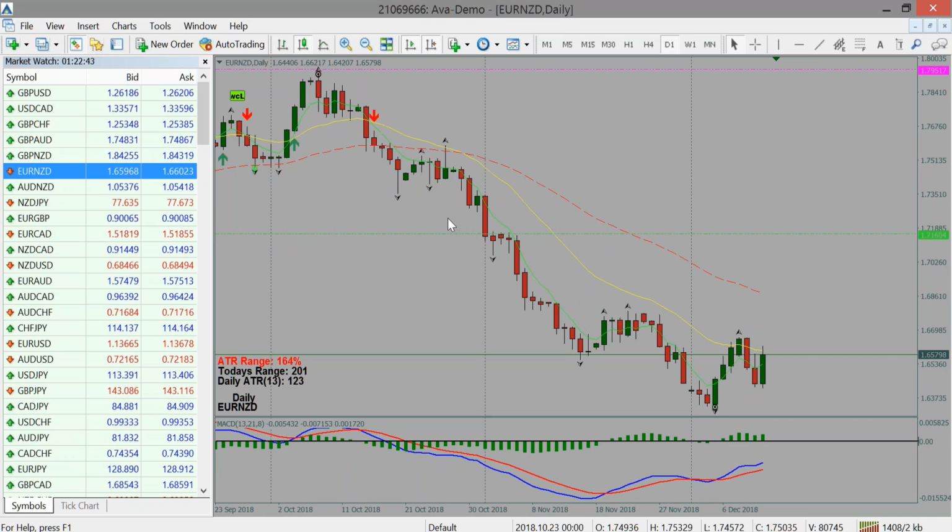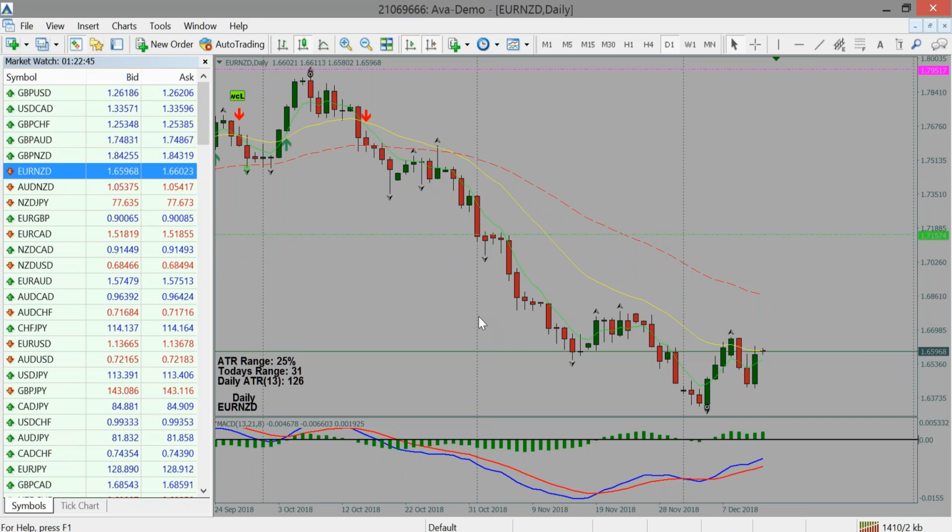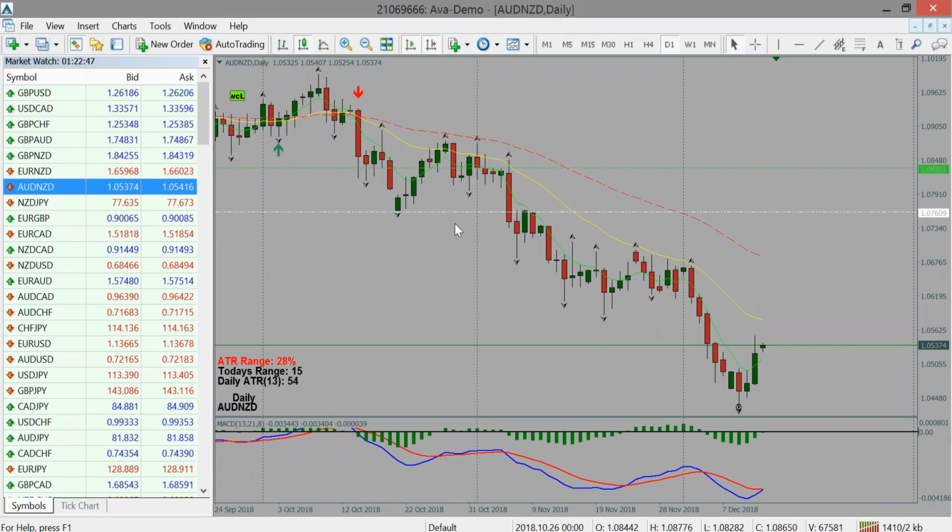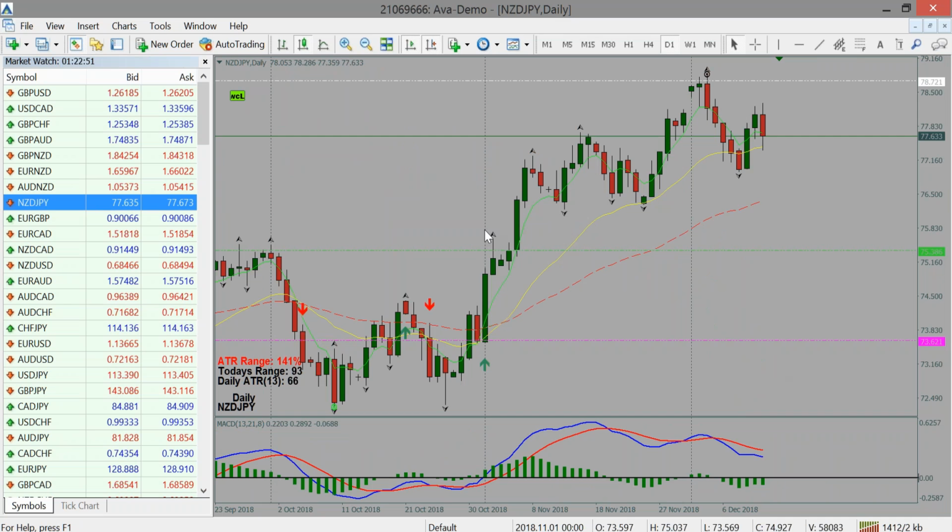Yes, I'm looking at this, right? Euro New Zealand, traffic light pattern. I'm looking at this to go short. 1, 2, 3 tops. Aussie New Zealand. I'm looking at this one. This is getting ready to turn around. This is what I'm looking at. I'm doing this. All right, look at this.